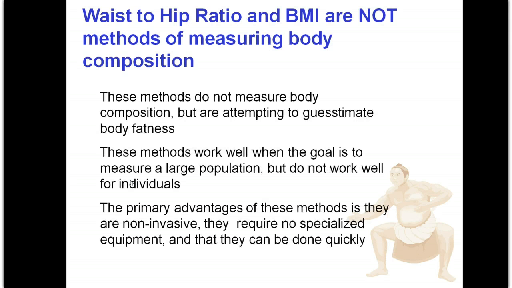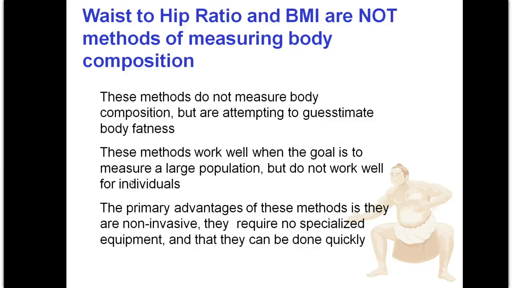So the problem is that these measurements are not methods of measuring body composition. It's an attempt to measure body type, but you're not measuring actual body composition. Okay, they don't measure actual fatness. Again, think of my example before of somebody who's 6'2" and 220 pounds. This could be a very muscular individual, or it could be an over-fat individual. So that's where they kind of lose their usefulness.